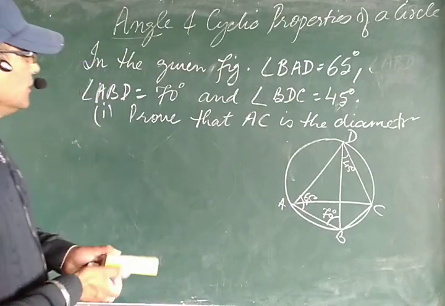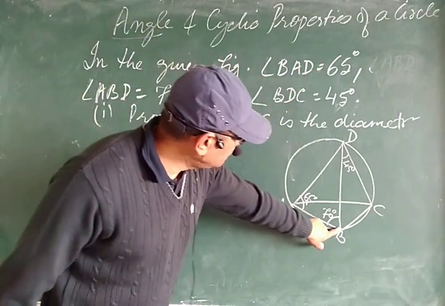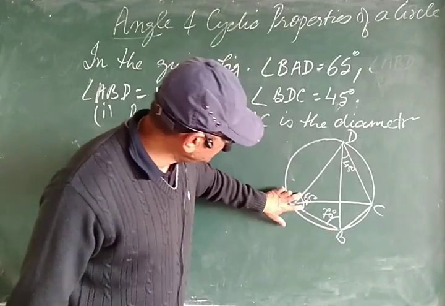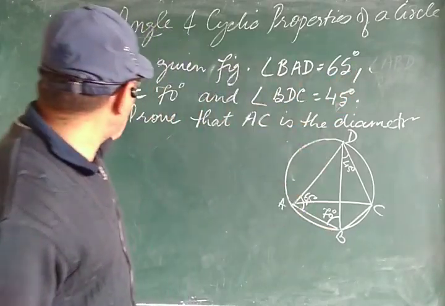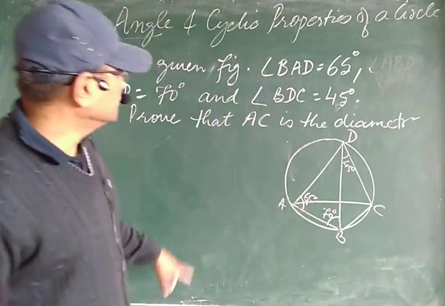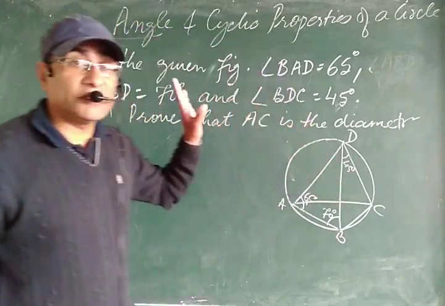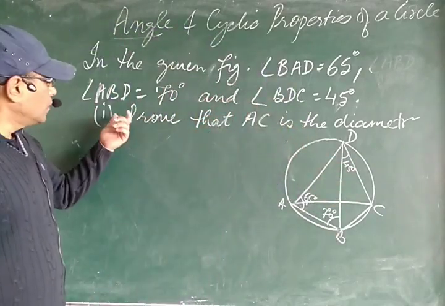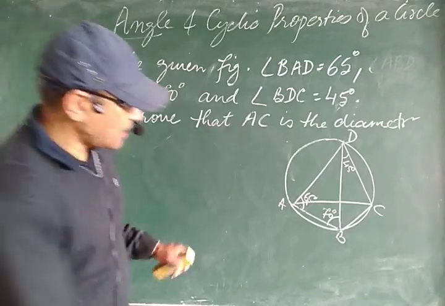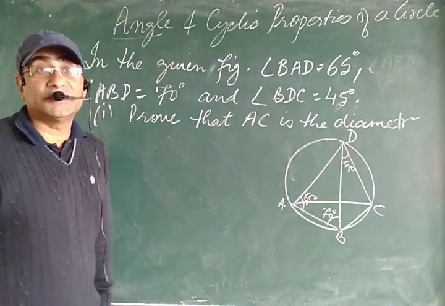Look here now. In the given figure, angle BAD is given 65 degrees, angle ABD is 70 degrees, and angle BDC is equal to 45 degrees. These things are given to us. Now, with the help of the given values, we need to prove AC is the diameter of the circle.